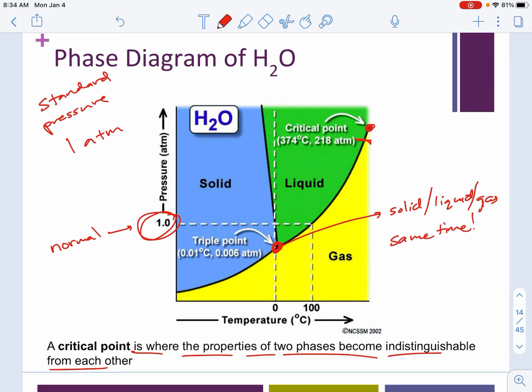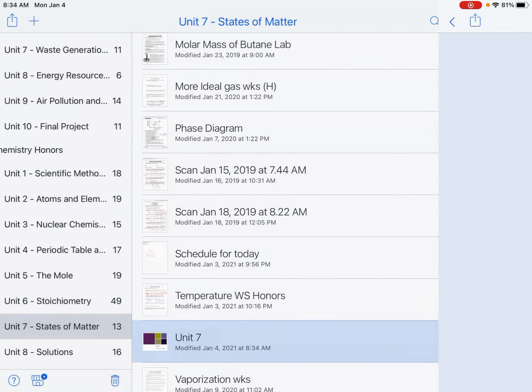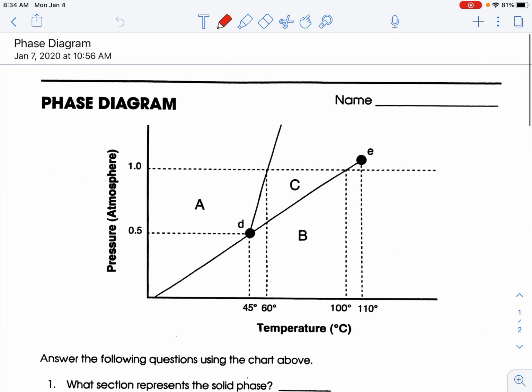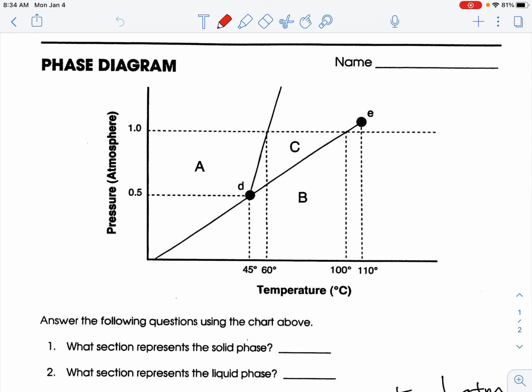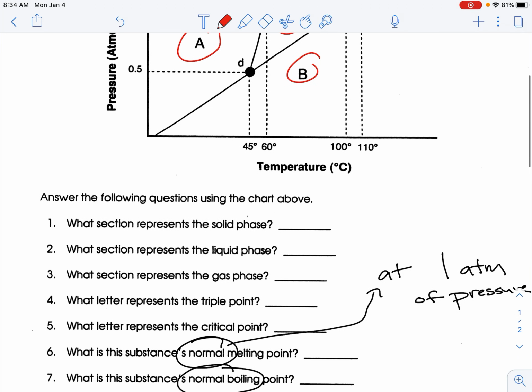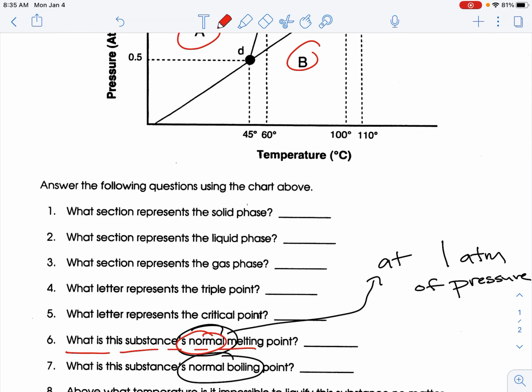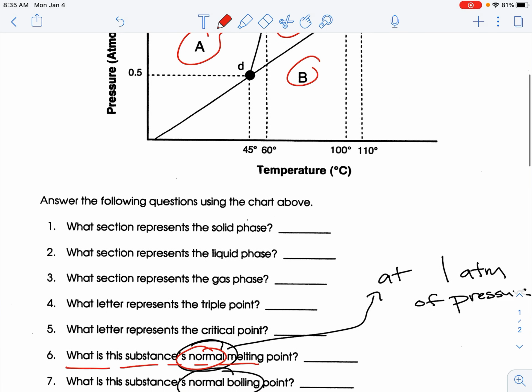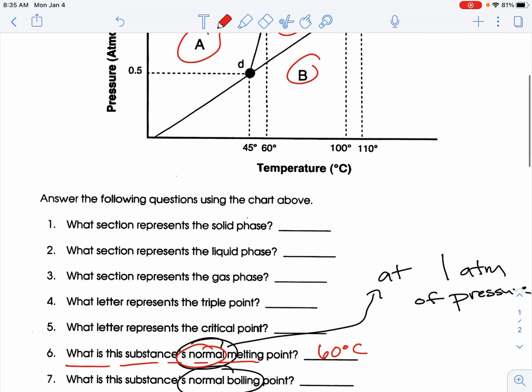Use that information to help your understanding of the worksheet, and let me know if you have any questions. I'll go through this real quick. This is the phase diagram that's on the worksheet. Hopefully you can figure out that these are solids, liquids, and gases. Remember that normal is 1 atm of pressure. It says, what is the substance's normal melting point? The normal melting point is at 1 atm when it goes from a solid to a liquid. So right here would be your normal melting point, 60 degrees Celsius. Hopefully that's helpful. Use that as your baseline, and let me know if you have any questions.